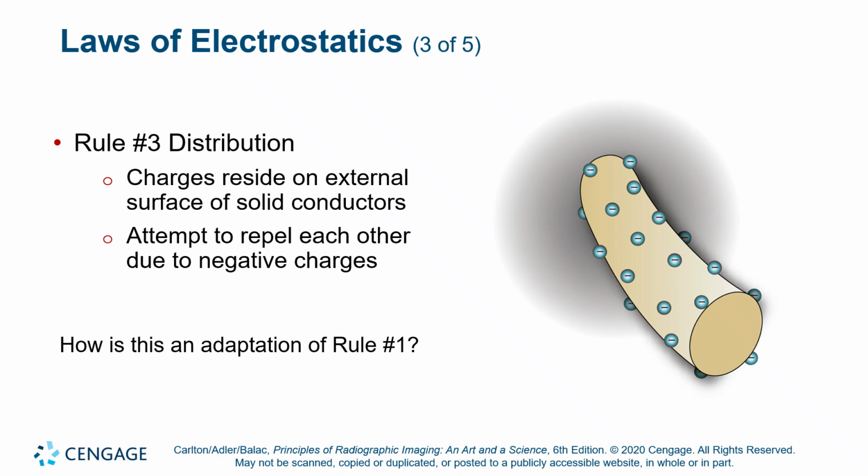They attempt to repel each other due to negative charges, so they distribute themselves fairly uniformly across the surface of a charged object. Okay? Now, rule number 1 was like charges repel. So, this object, this solid conductor, let's say it's a wire, because it kind of looks like a close up of a wire. So, let's say it's a wire, right?